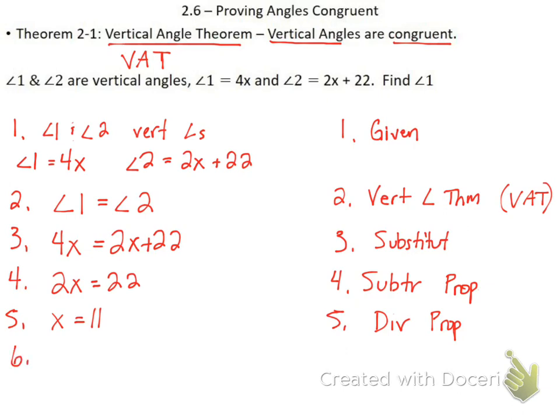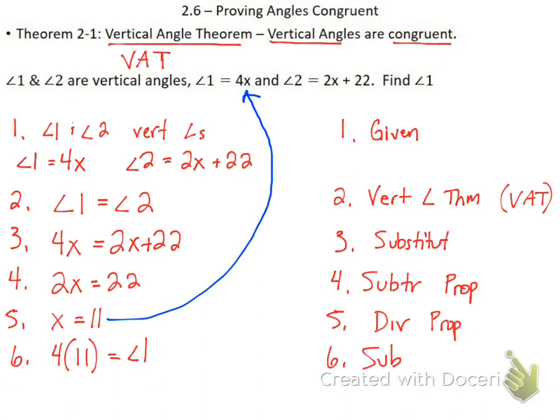And then again, I want to find out what angle 1 is, so once I have that x is equal to 11, I want to plug it in for angle 1. So I go 4 parentheses 11 is equal to angle 1. Again, that's a substitution step. And my last step, my seventh step, is I can say that angle 1 is equal to 44. And again, that's a simplify or combine like terms.